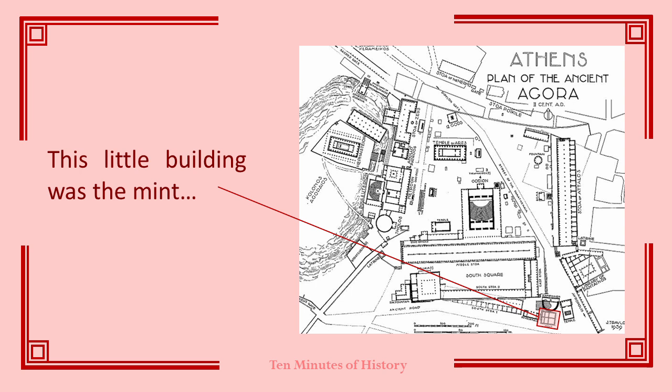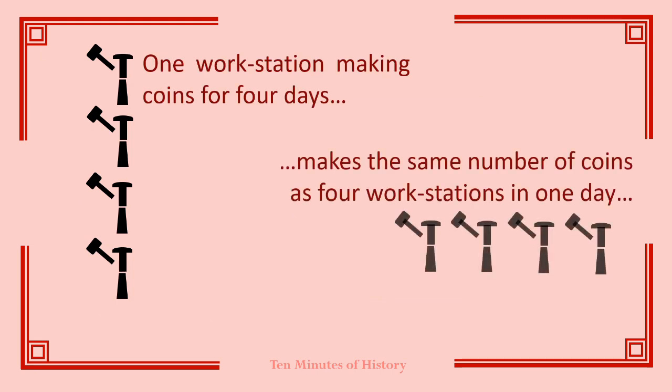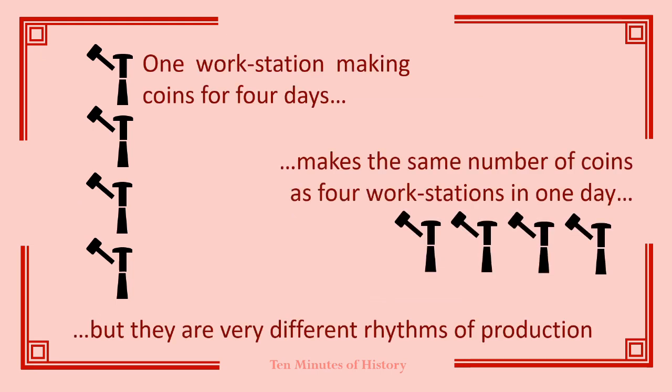Hackens wondered what that meant for the rhythm of production. Did the mint work part-time and steadily produce a certain number of coins every week? Or did it make one huge batch in an intensive period of production and then shut down completely for a long period? Obviously, the answer to that question is going to be different for different mints, and at different times at the same mint.